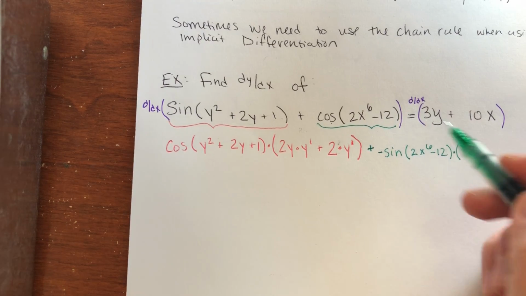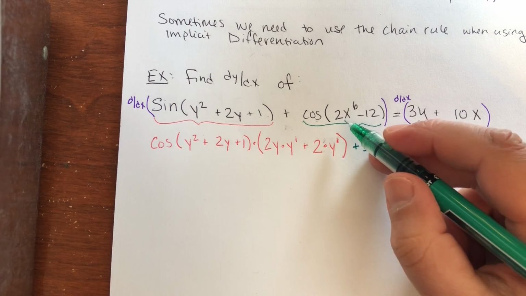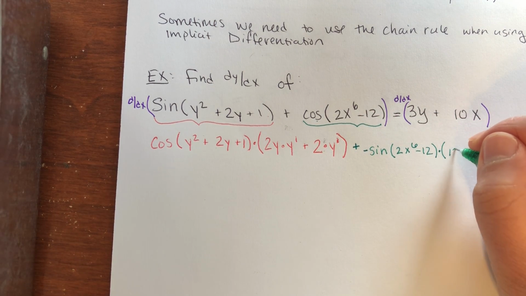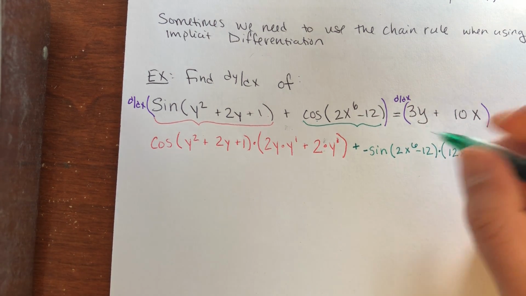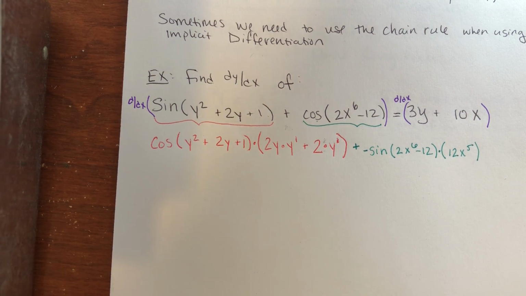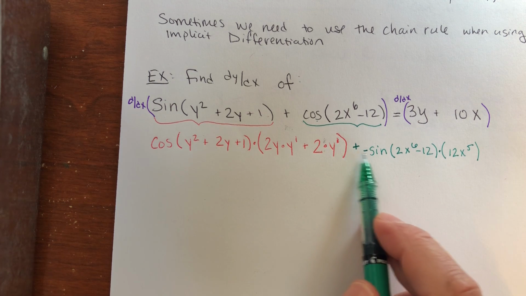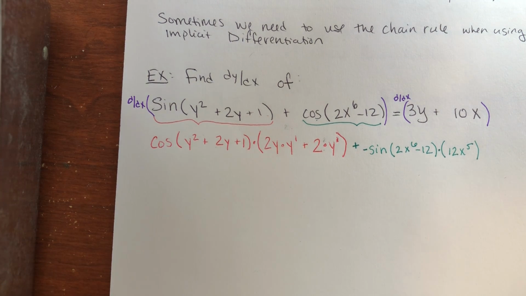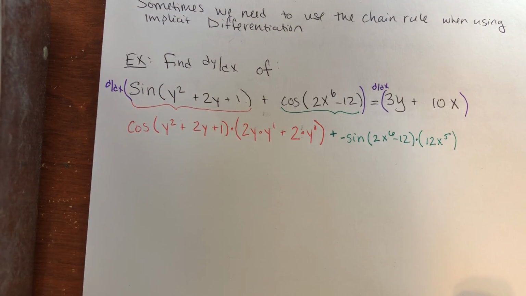Right, this is a little bit more simple. We don't have to worry about implicit differentiation here. The derivative of 2x to the 6 minus 12 is just 12x to the 5th minus nothing. Right, derivative of 12 is 0. Okay. Right, you could just write that as a negative sign if you wanted to. You don't have to do plus and negative. Okay, that's my left-hand side.